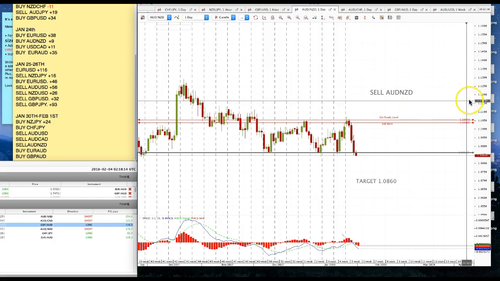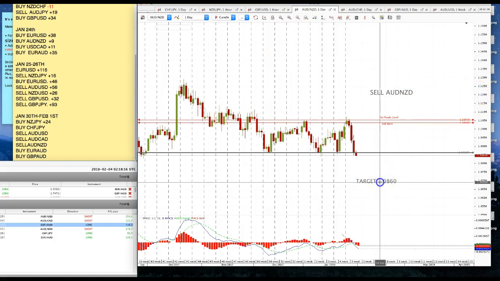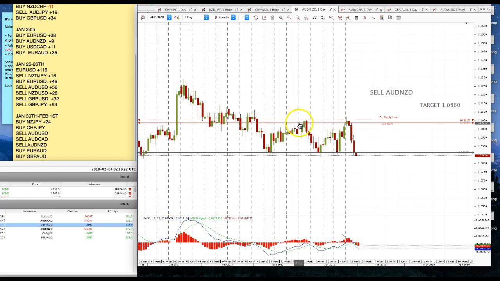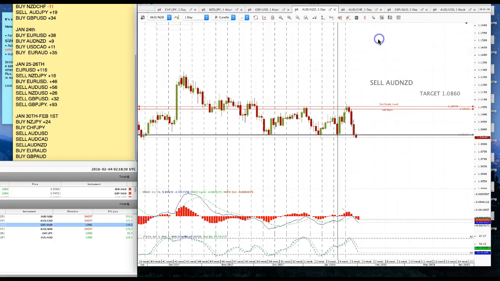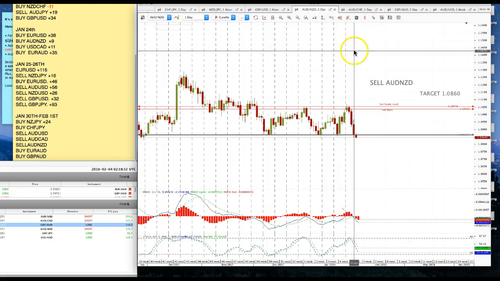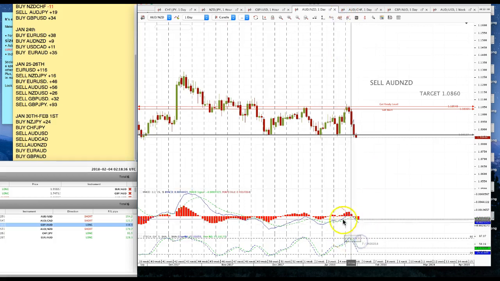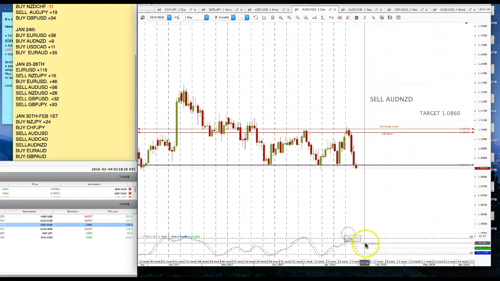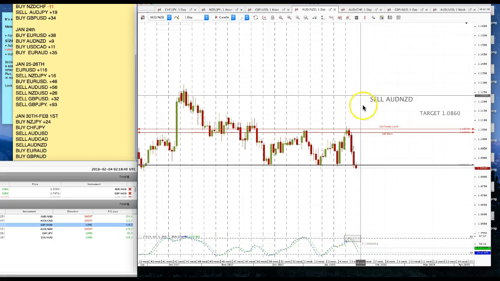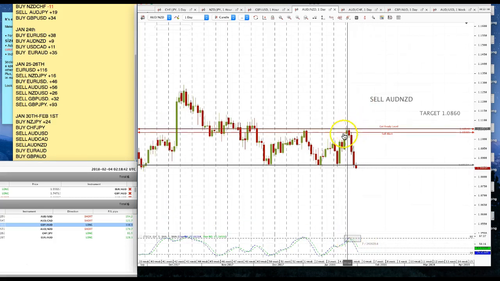Aussie New Zealand, same thing. This trade actually was, I think this is the daily chart. We were recommending this last week. Okay, bearish engulfing candle. Let me ask stochastics indicator. Stochastics indicator was overbought. Again, you need these things to line up. If you do not have stochastics overbought at a sell level, you do not have a trade.